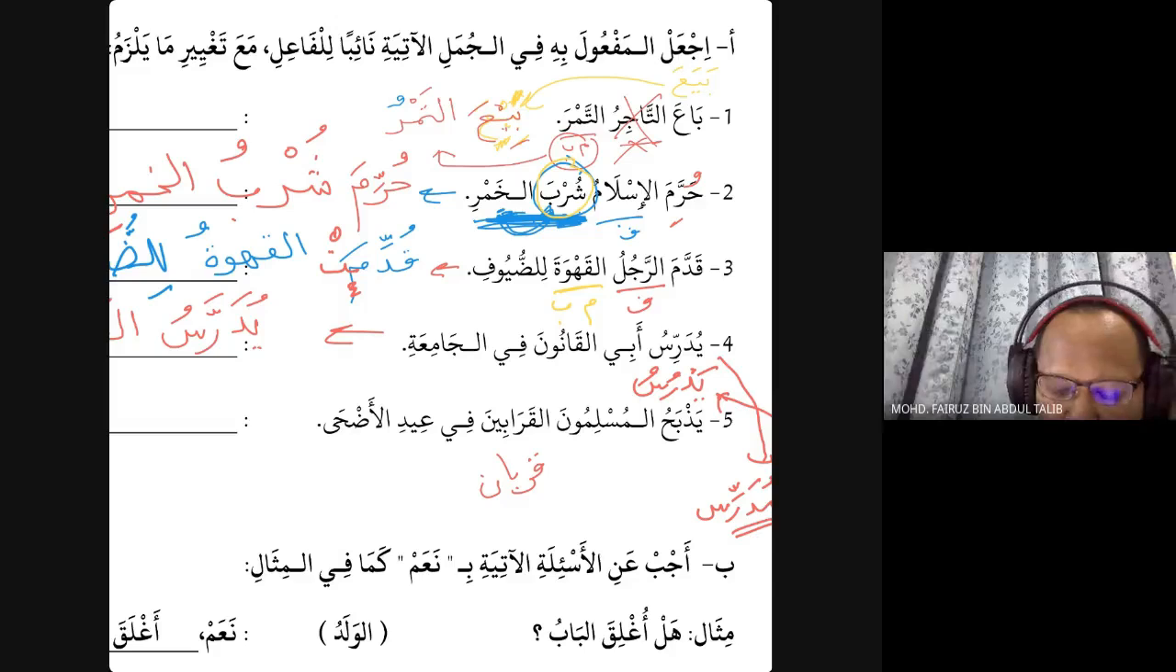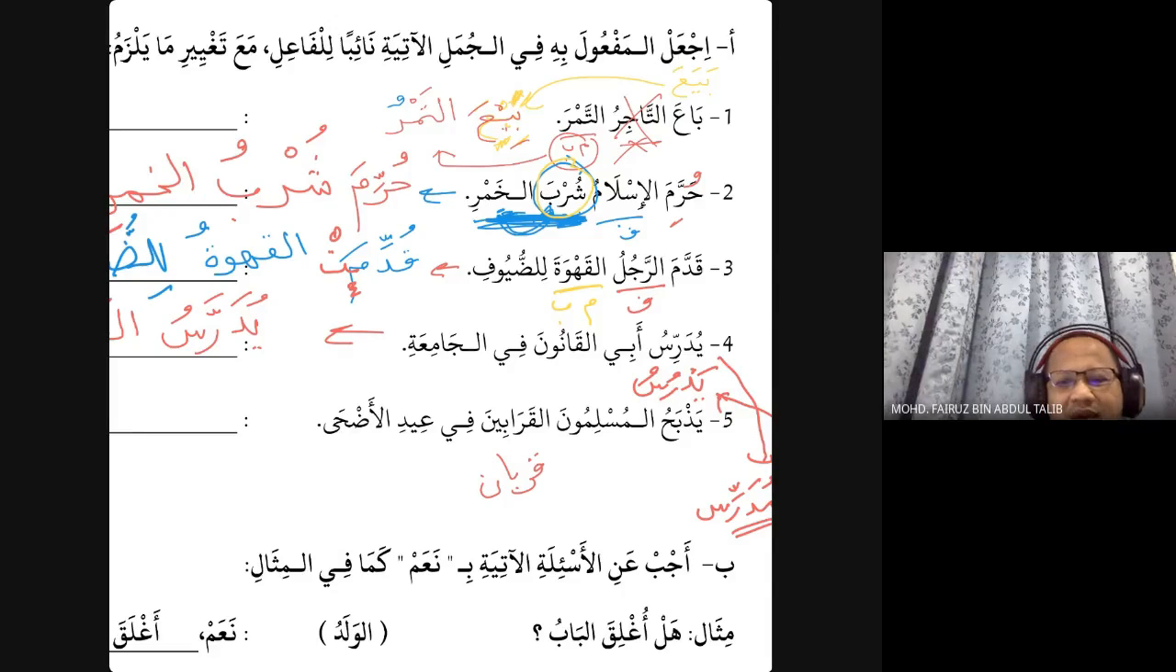So what do the Muslims do to the qarabin? Yazbahu. Can you guess the meaning? Slaughter, yes. Yazbahu bimakna slaughter. This is from the fi'il zabaha, yazbahu, and the isim maf'ul is mazbuh, something that has been slaughtered. Fa yazbahul muslimun al-qarabin.